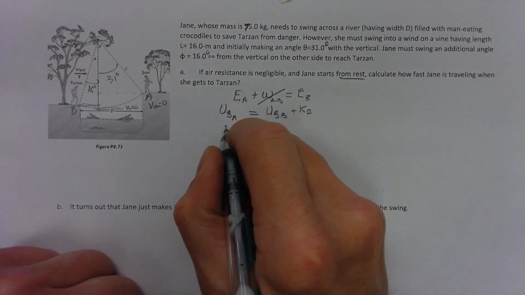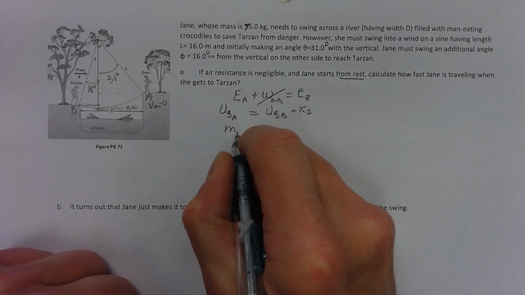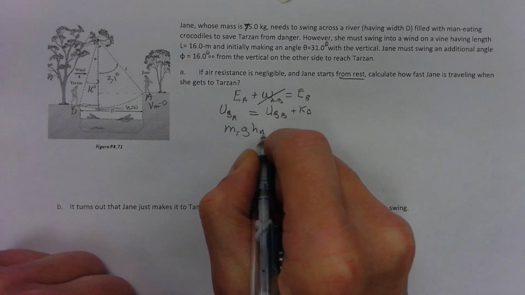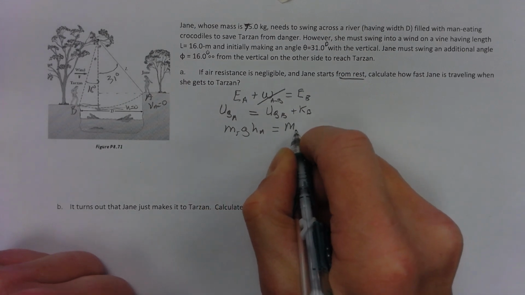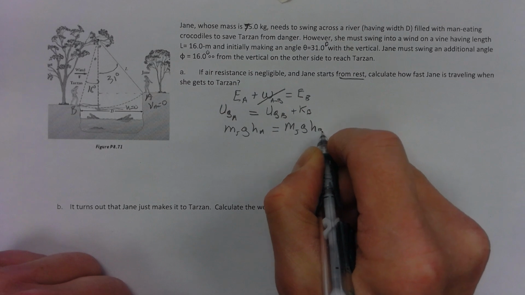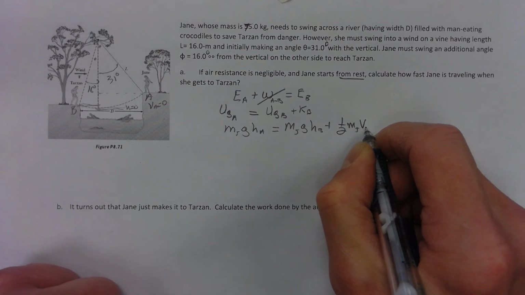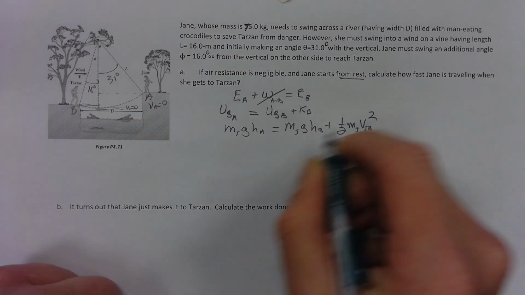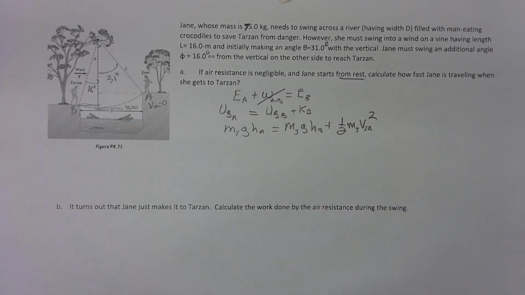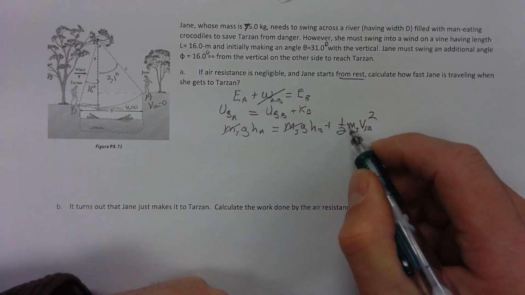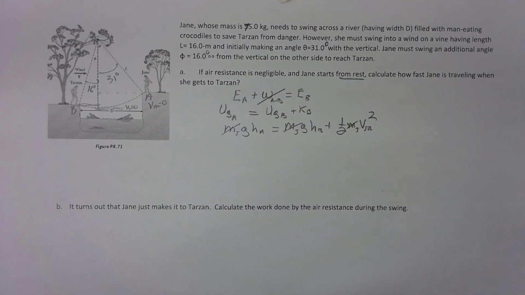All right, so this is mass of Jane, g, height at A, is going to equal the mass of Jane, g, height at B, plus 1/2 the mass of Jane, velocity of Jane at B, squared. So as often happens in these energy problems, same mass for all the terms, so we can divide everything by m, and it turns out the mass does not matter. Whether it was Jane or somebody else swinging across, they would have the same speed at the end.